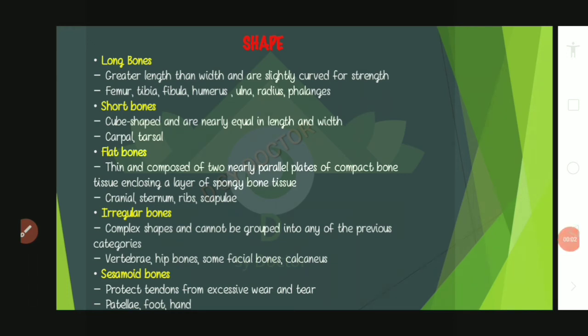Flat bones are thin and composed of two nearly parallel plates of compact bone tissue enclosing a layer of spongy bone tissue, like cranial bones, sternum, ribs and scapula. These are the flat bones. Irregular bones have a complex shape and can't be grouped into any of the previous categories. Vertebra, hip bone, some facial bones, calcaneus, these are irregular bones. Sesamoid bones protect tendons from excessive wear and tear. So the patella, foot and hand are examples of the sesamoid bones.